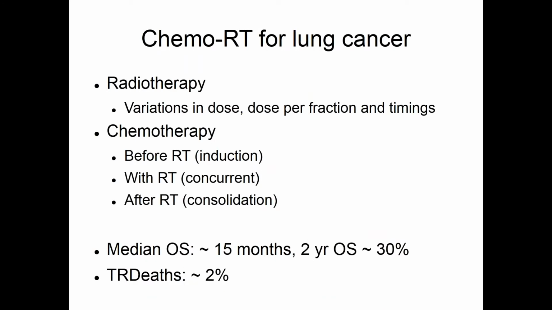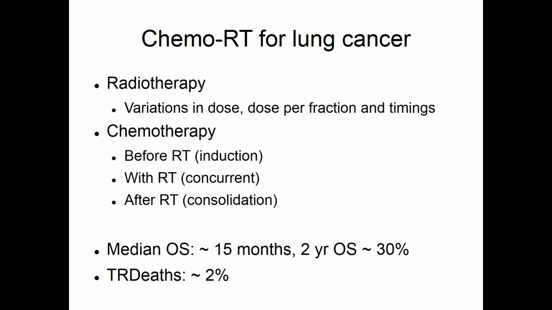And so when you look at the treatments around chemoradiotherapy for lung cancer, there are lots of variations, and people have tried lots of different things. So people have tried changing radiotherapy dose, the number of fractions, the dose per fraction, the total timing, and they've tried adding chemotherapy before, with, and after radiotherapy, and then in some combination of those.